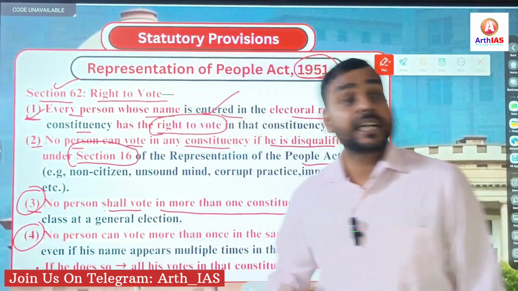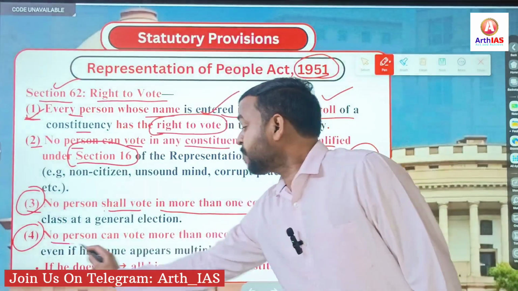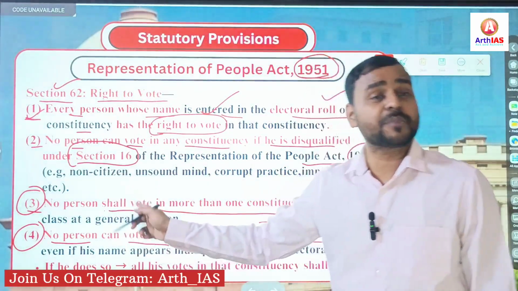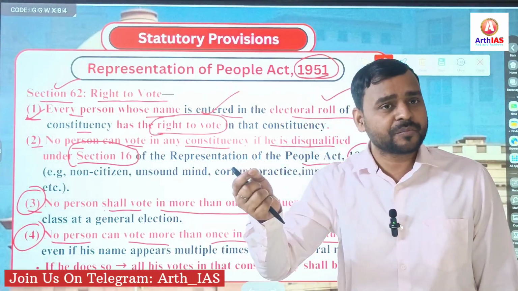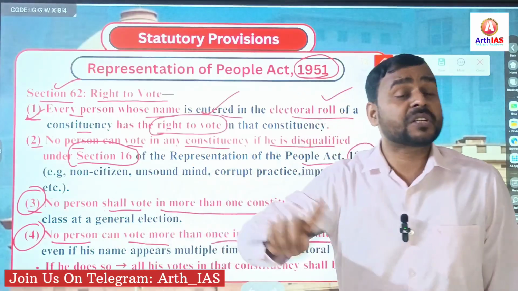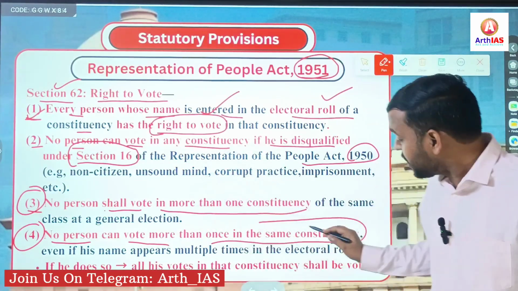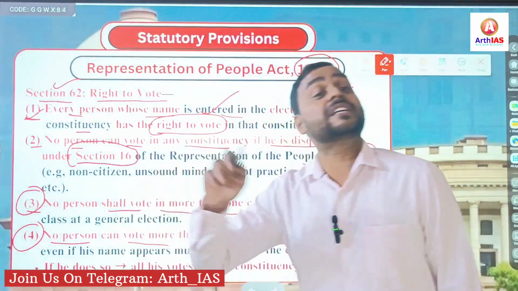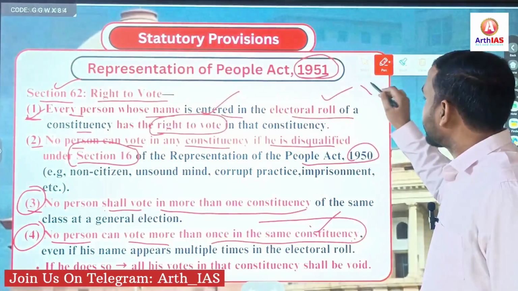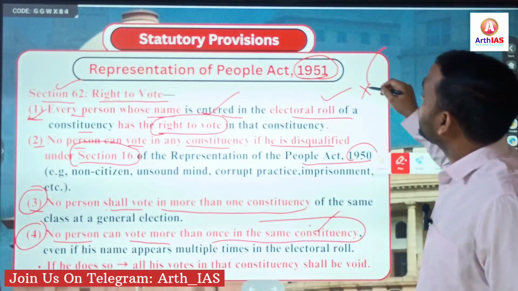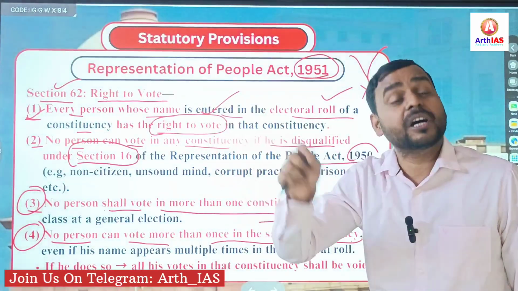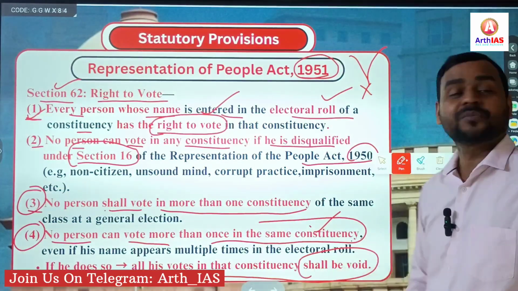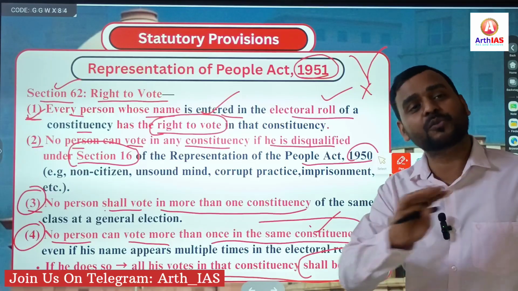Again, subsection 4. Again, very important. No person can vote more than once in the same constituency. So subsection 3 prohibits the person from voting in more than one constituency. Subsection 4 prohibits a person from voting more than once in the same constituency, right? And if he or she does so, for example, if person X casts a vote more than once from his or her own constituency, then it shall be void, invalid. All your votes shall be invalid.